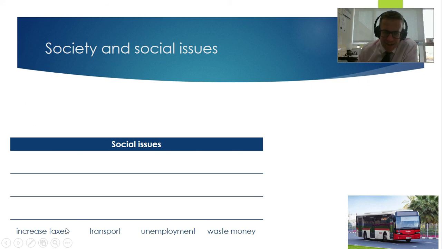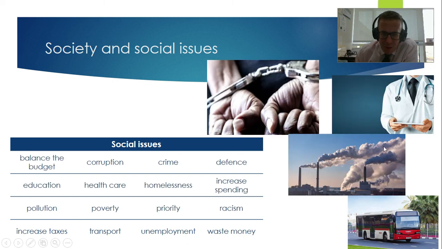Taxes is not the cars that drive you around, that's with an I. With an E, this is the money you pay to the government for the police or the schools and healthcare. Transport, which is buses and taxis and metro. Unemployment and waste money. So some important social issues here. I would advise learning all of them, but you need to know especially the ones that you like to talk about and you have good opinions on and affect your country.